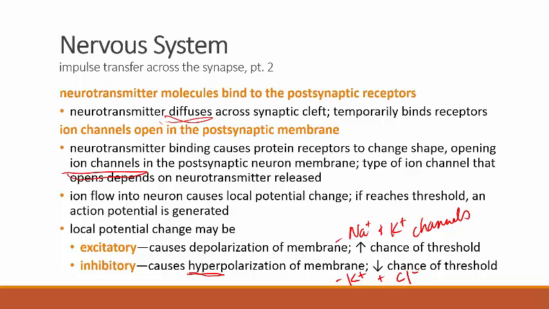And that reduces the chance of firing, because we're making the interior more negative. It's at minus 70, and we're making it even more negative, maybe bringing it to minus 75 or minus 80. That makes it harder for the axon hillock to come to threshold, because we're moving the wrong direction with the membrane potential. So excitatory neurotransmitters are going to bring us closer to reaching threshold, while inhibitory neurotransmitters bring us further from that threshold membrane potential.